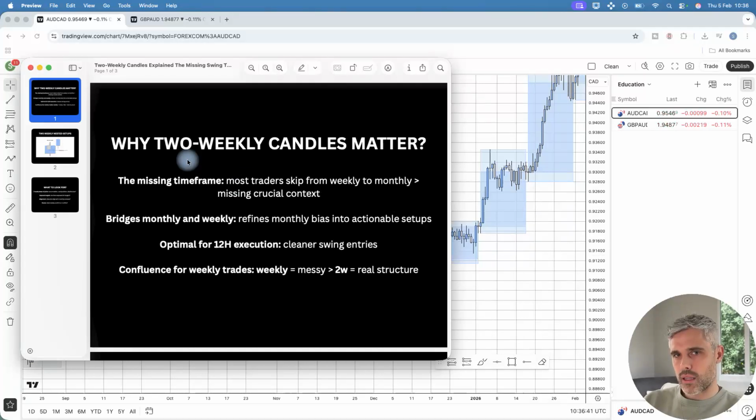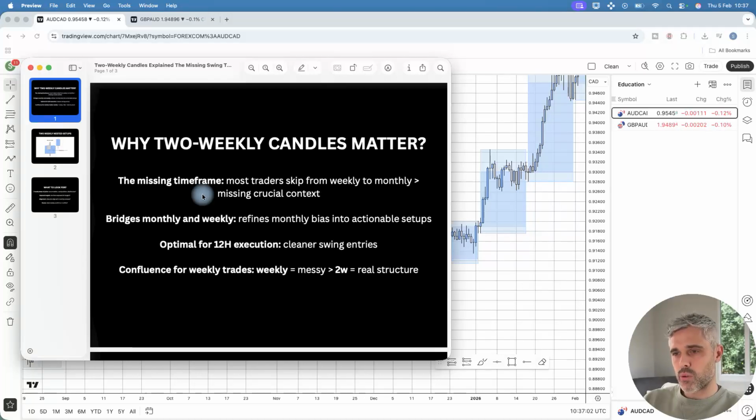So as I said, the 2-week is the missing time frame. So don't skip between the weekly and the monthly. Make sure you cover weekly, 2-weekly, and monthly. It bridges the monthly and weekly time frame. So it's refining monthly bias, turning monthly bias into actionable setups. It's also optimal for 12-hour execution.